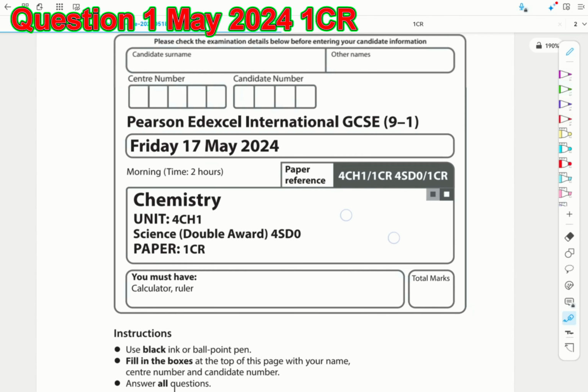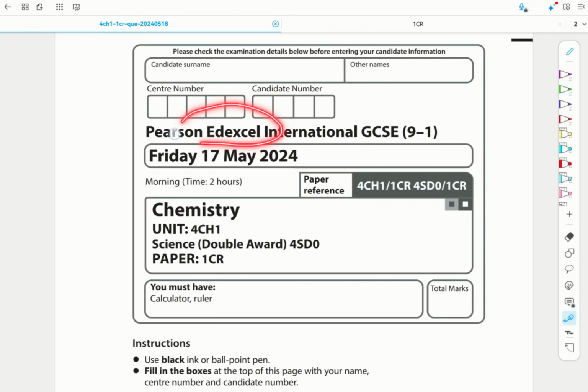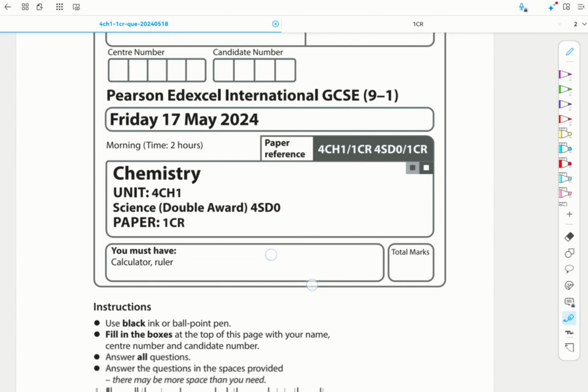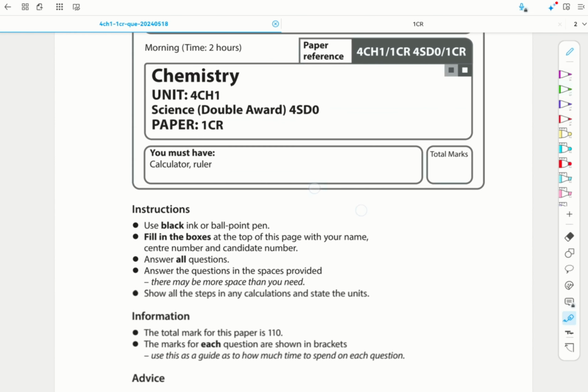Today my friends we are going to go through stage 2 of our course, and as I promised you before, we're going to start answering questions of the British syllabus, Edexcel, for the international GCSE students. Today we're going to start with the year 2024, the 17th of May exam.